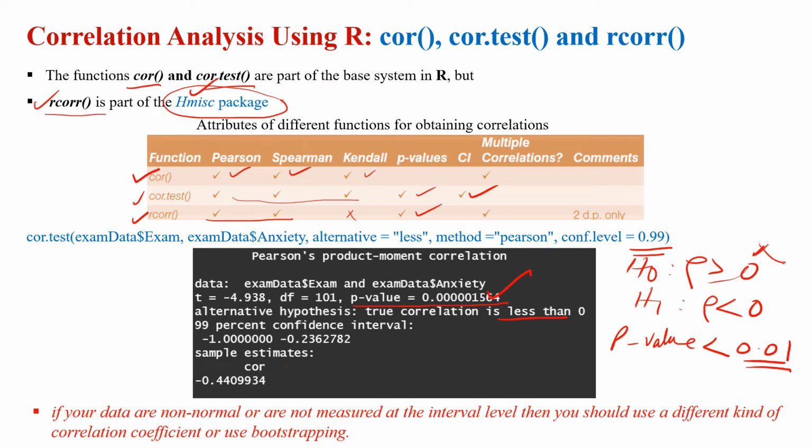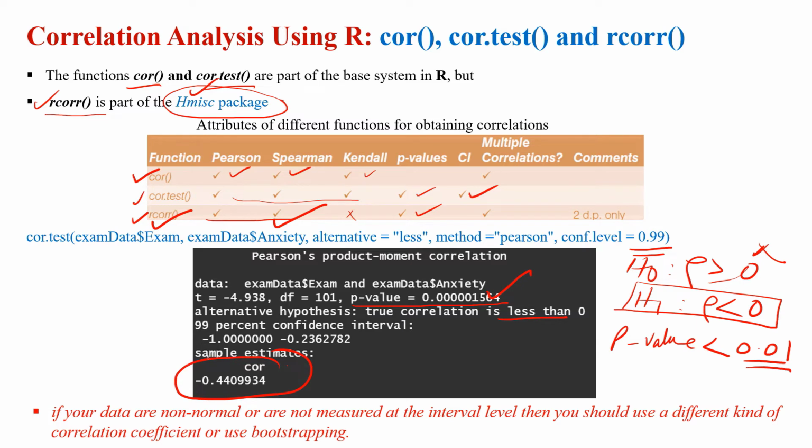Okay, so if we are rejecting H naught, that means there is a negative relationship between these two variables. Which two variables? That is exam performance as well as the anxiety level, right? And the value of the correlation coefficient is this.